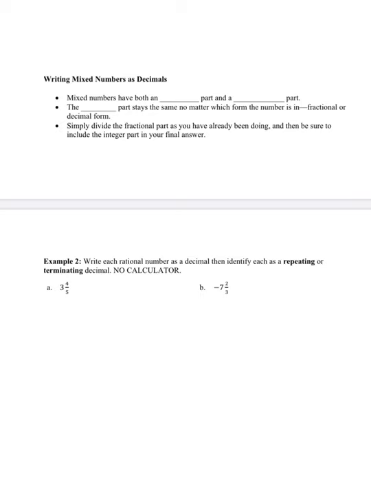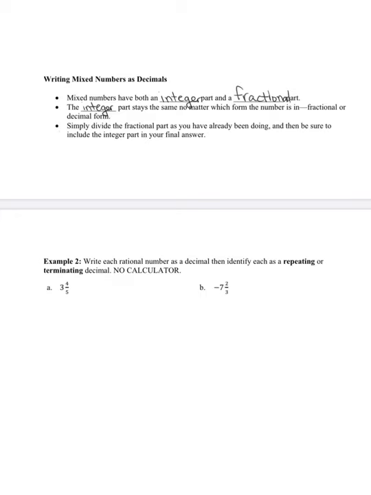As we know, mixed numbers have both an integer part and a fractional part. So we have an integer and a fraction, which make up that mixed number. The integer part stays the same no matter which form the number is in. So whether it's in fractional form or decimal form, the integer itself never changes. We simply divide the fractional part, as you've already been doing in the above practices, and then be sure to include that integer part in your final answer, which is going to be to the left of your decimal point.